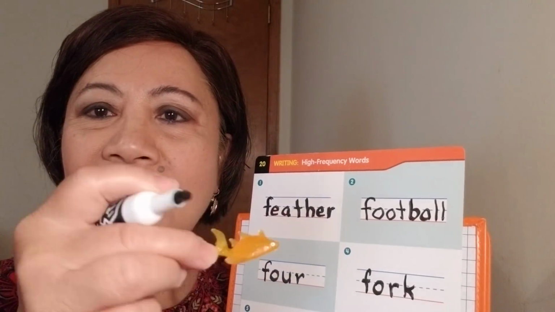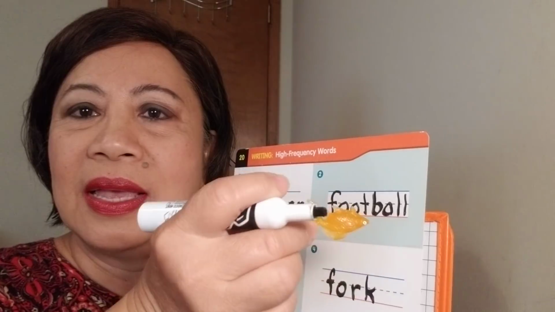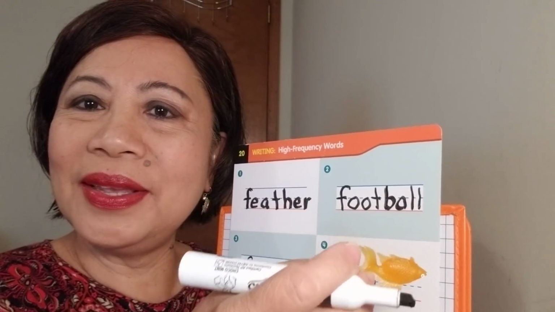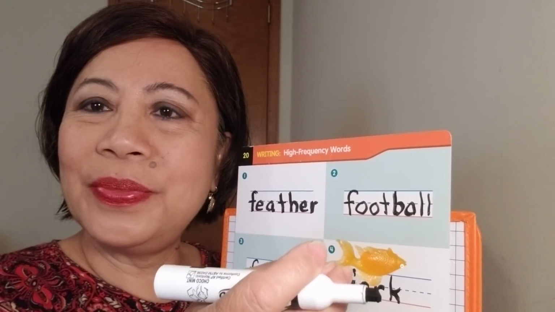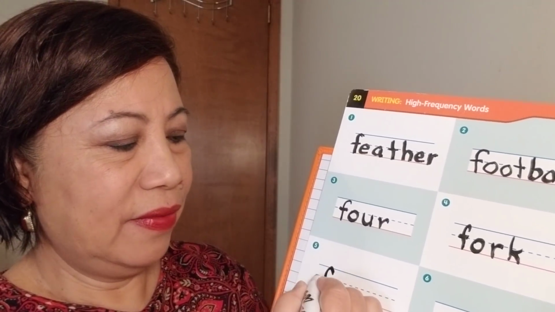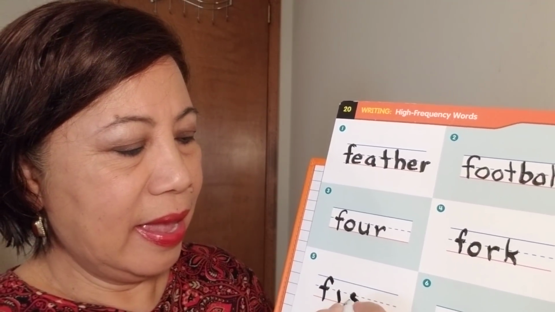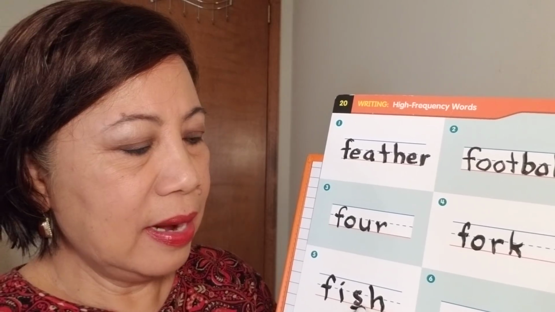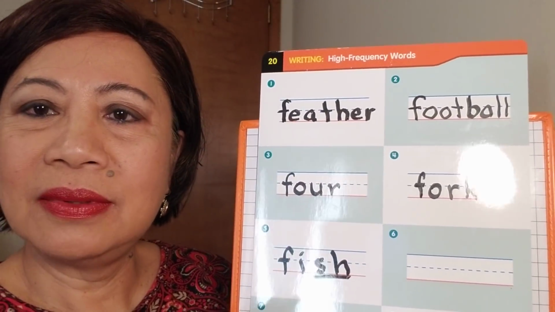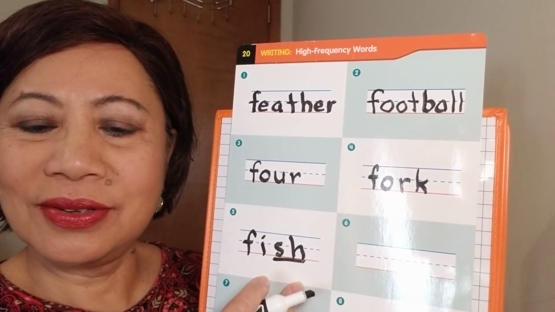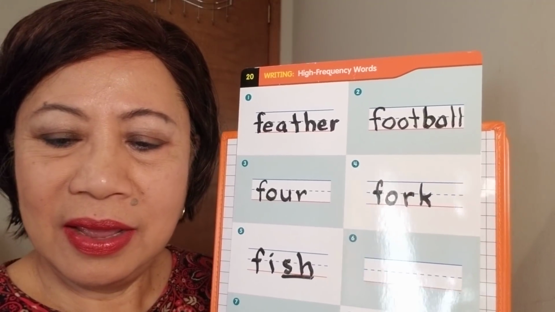Let's look at this. Ooh, what is this? It swims. You find them in the ocean, in the pond, in the river, in the stream. It's a fish. Fish begins with letter F. How do you spell fish? Let's write it down. F-I-S-H. S and H make one sound. Fish. F-ish. Fish. Very good.